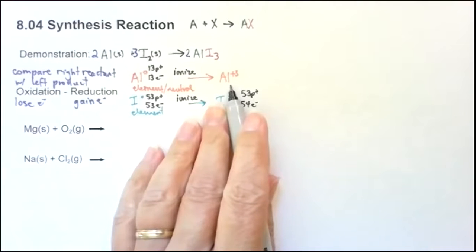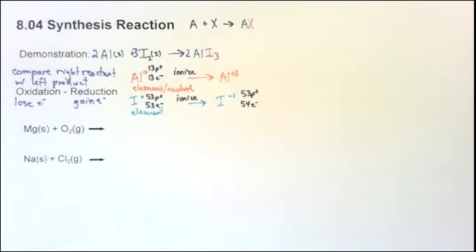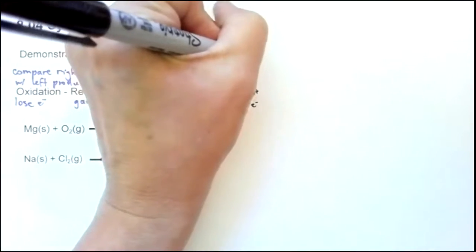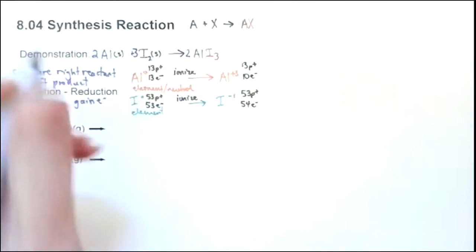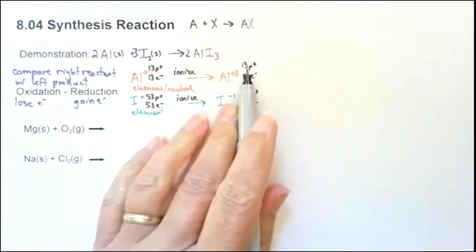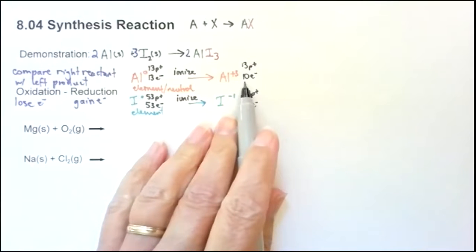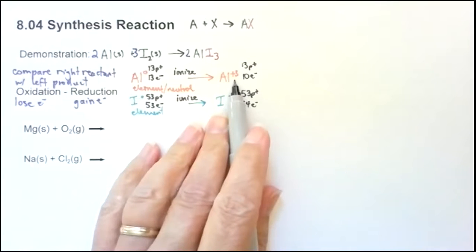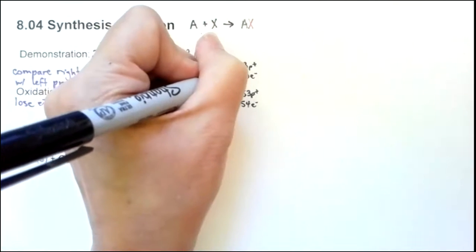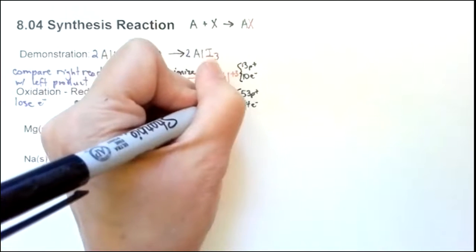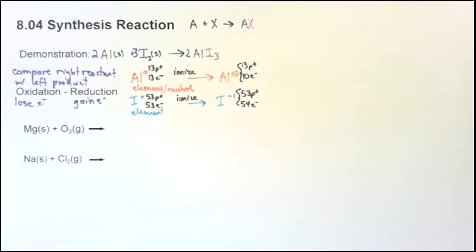How did aluminum get this +3 charge? Here's a better question. How many electrons does aluminum have to have if it has a +3 charge? Did you say 10? Over here, I have 13 protons, but now I have 10 electrons. So 13 positive plus 10 negative gives me +3. That's where this +3 charge comes from and the -1 charge comes from.